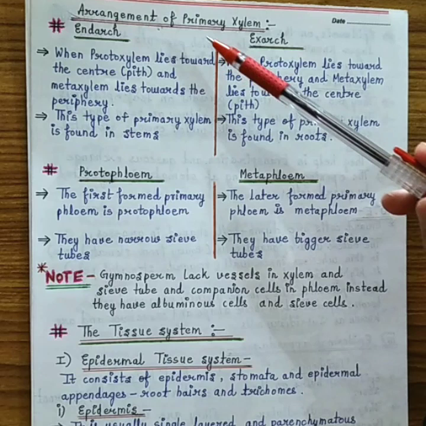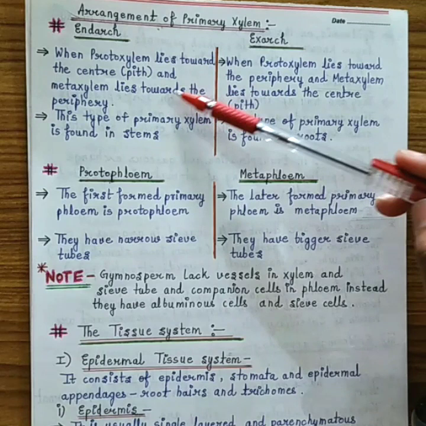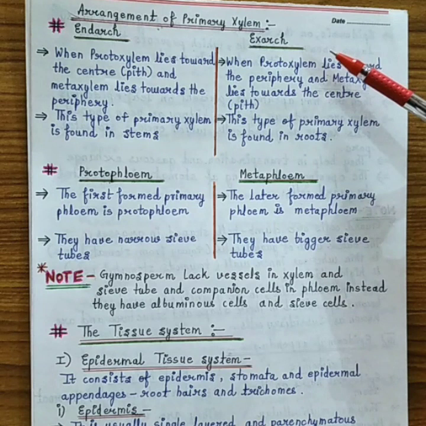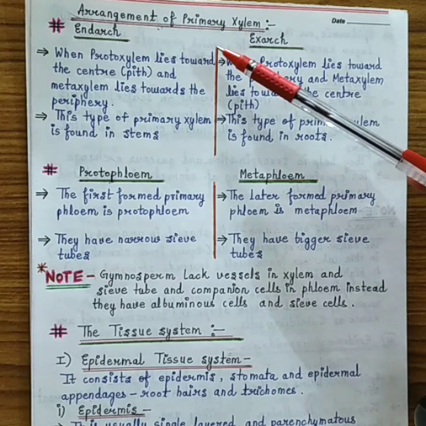Endarch, when protoxylem lies towards the center and metaxylem lies towards the periphery. Jo first form xylem hota hai, usse hum protoxylem bolte hain, aur jo baad mein develop hone wala xylem hota hai, jo primary xylem se obtain hota hai, hum usse metaxylem bolte hain. So protoxylem and metaxylem is clear. Now endarch condition kya condition hoti hai?